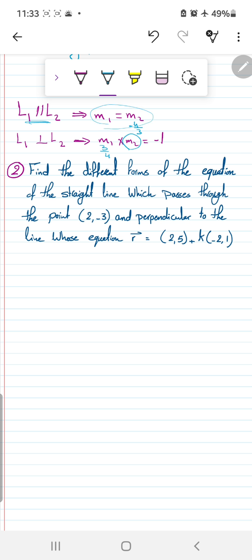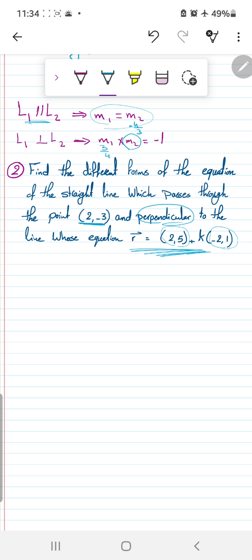Here we have an example: find the different forms of the equation of the straight line passing through the point and perpendicular to the line whose equation is given. So how to solve it? First, we have the vector form of the line it is perpendicular to, so we get the slope from the direction vector.